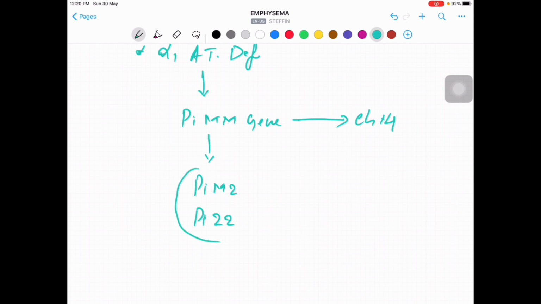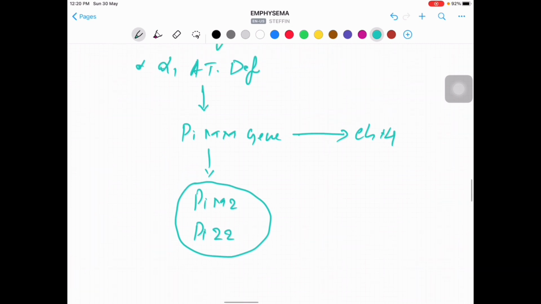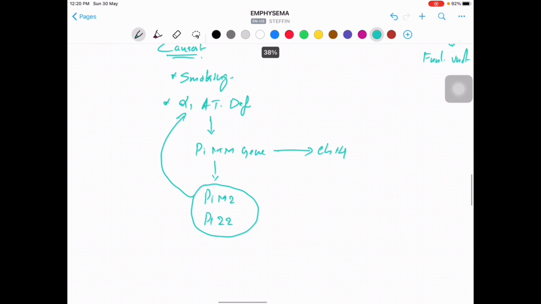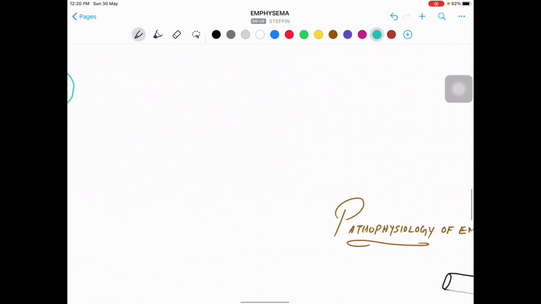If this gene defect is present, the person can get alpha-1 antitrypsin deficiency, which causes elastase to damage the alveoli and results in emphysema. So next we can study the pathophysiology of emphysema.